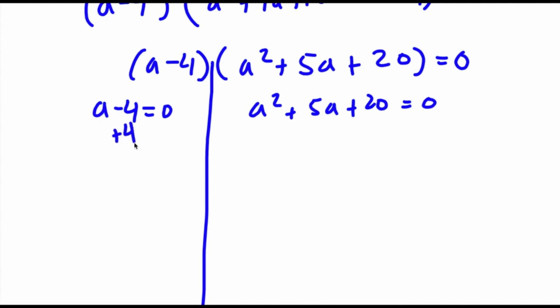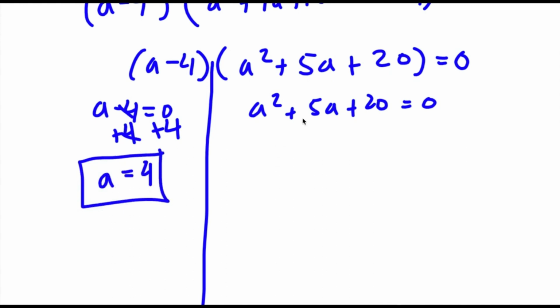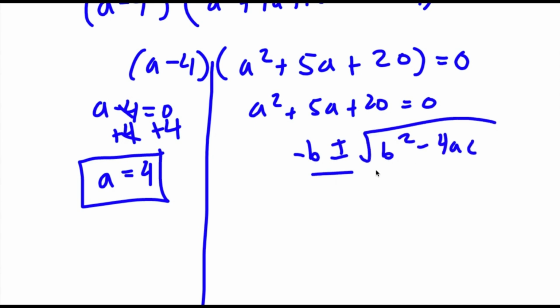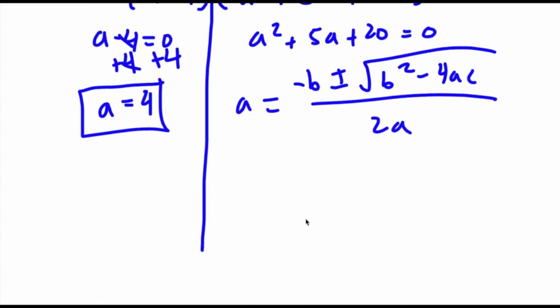For a minus 4 equals 0, I can simply add 4 on both sides. So these two cancel out, and I will be left with a is equal to 4. Now for a squared plus 5a plus 20 equals 0, I'm going to be using the quadratic formula: negative b plus or minus the square root of b squared minus 4ac, all over 2a. Now in this case, a is equal to 1, b is equal to 5, and c is equal to 20.